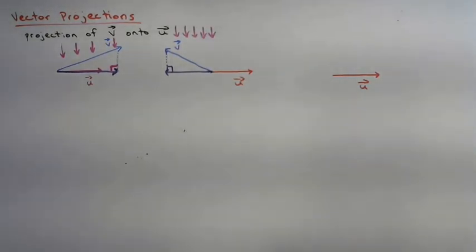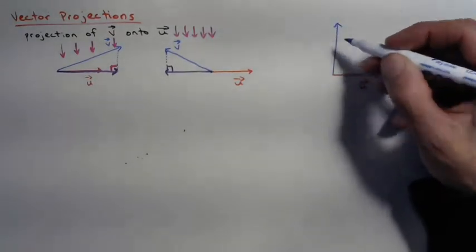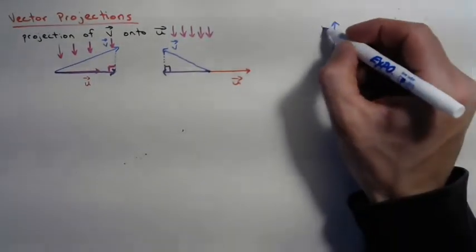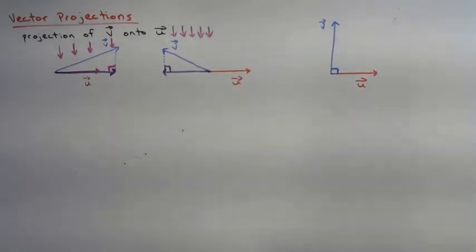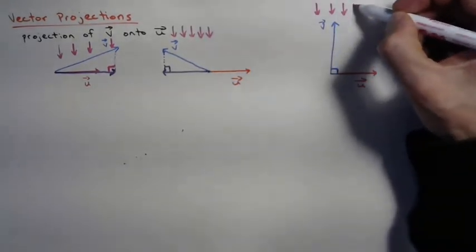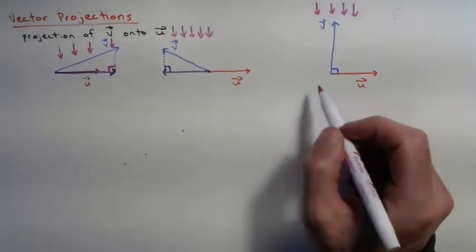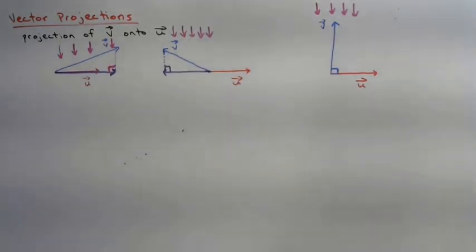And then the last one I want to draw is the relationship between u and v where they hit at a 90-degree angle. Same thing, if the light source is coming down from above, what shadow is v going to cast on u? Well, there's not going to be anything there. So the projection of v onto u is equal to 0 because there is no shadow.